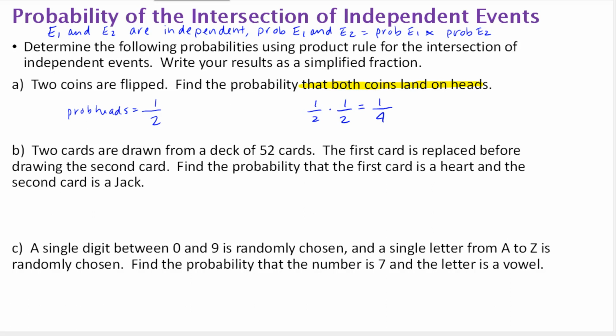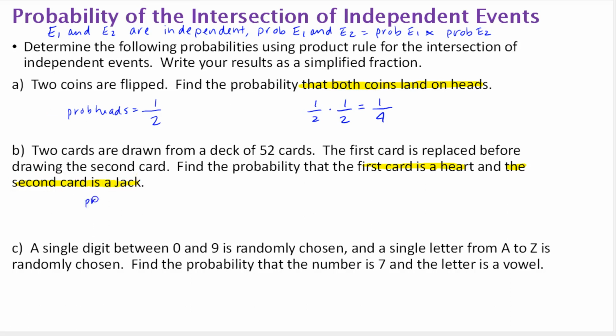Let's look at the next one. Two cards are drawn from a deck of 52 cards. The first card is replaced before drawing the second card. So that's how we know that these two cards are going to be independent events, because since you're replacing the first card before you draw the second, it's just like drawing a card from two separate decks. They have no effect on each other. So find the probability that the first card is a heart, and so that tells us that it's an intersection, the second card is a jack. Okay, so we need to find these two probabilities and then find their product.